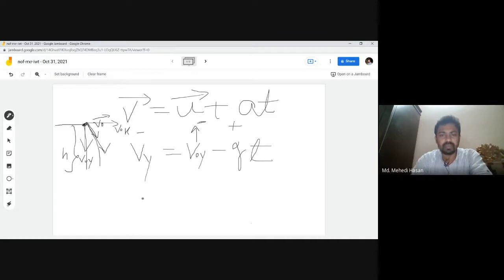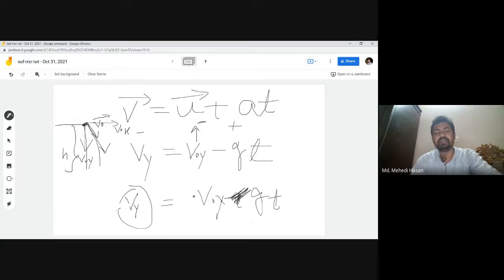So the equation will be something like that, minus vy. If you consider the magnitude of this, minus vy equals minus v naught y plus gt. If you take minus common, it will be the similar thing: vy equals v naught y minus gt. So depending on the different situation, you have to keep in mind that the signs of the different variables are also different for different situations.